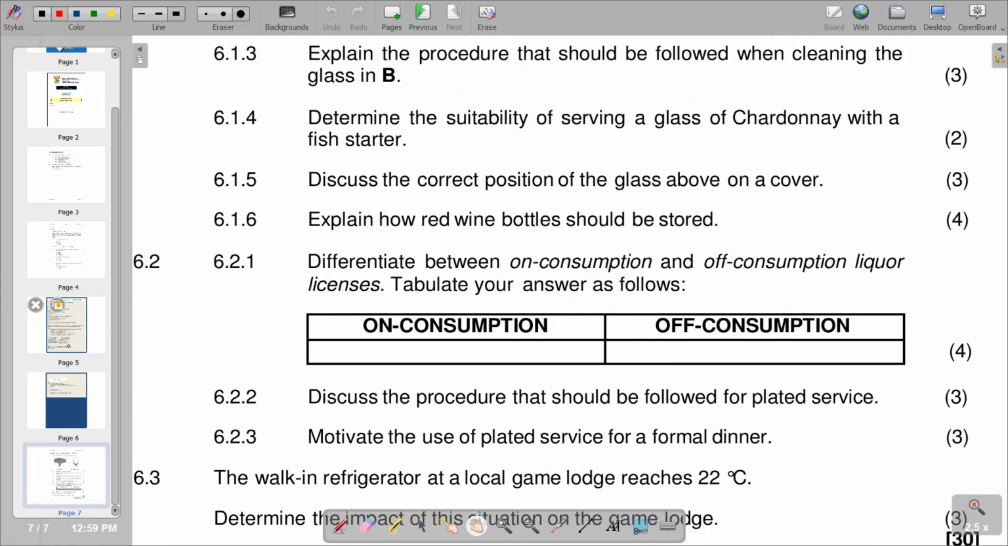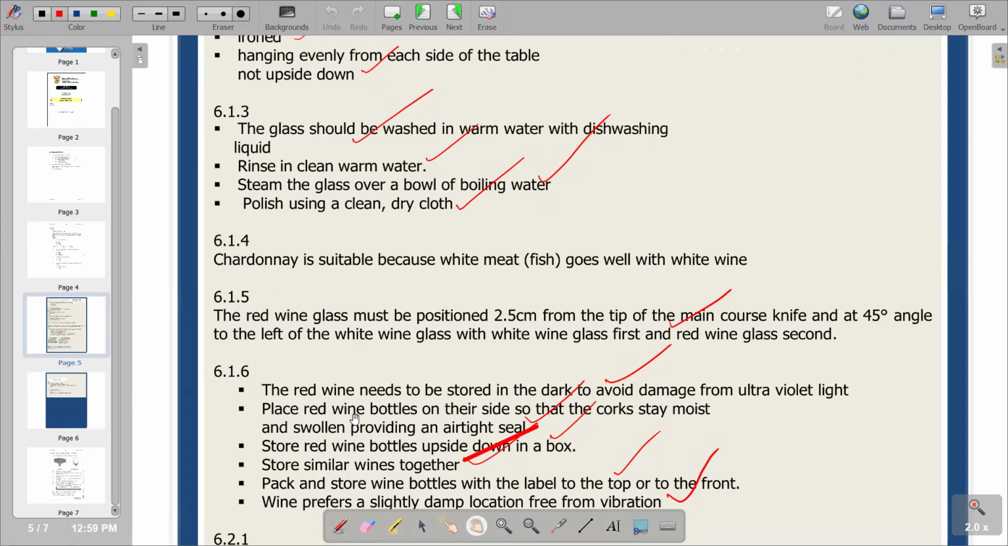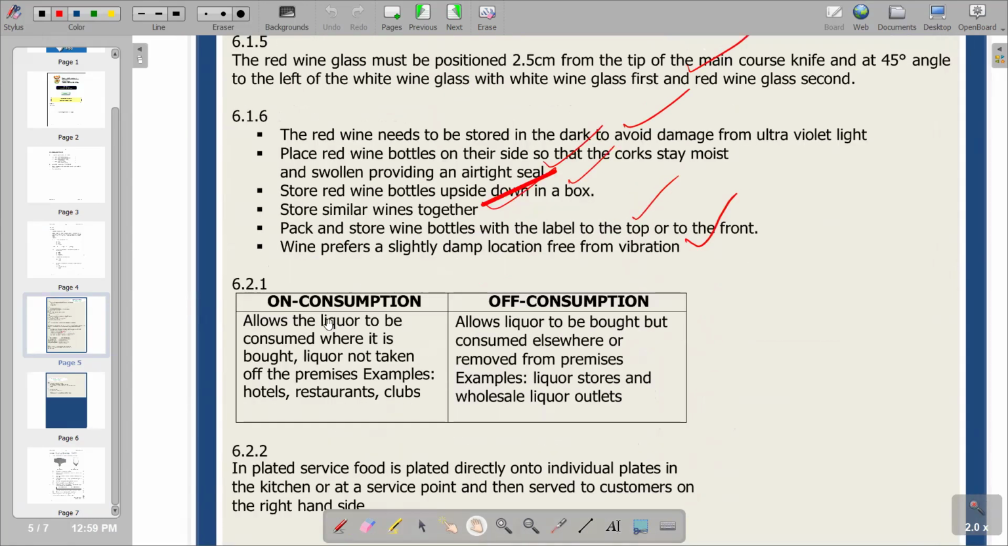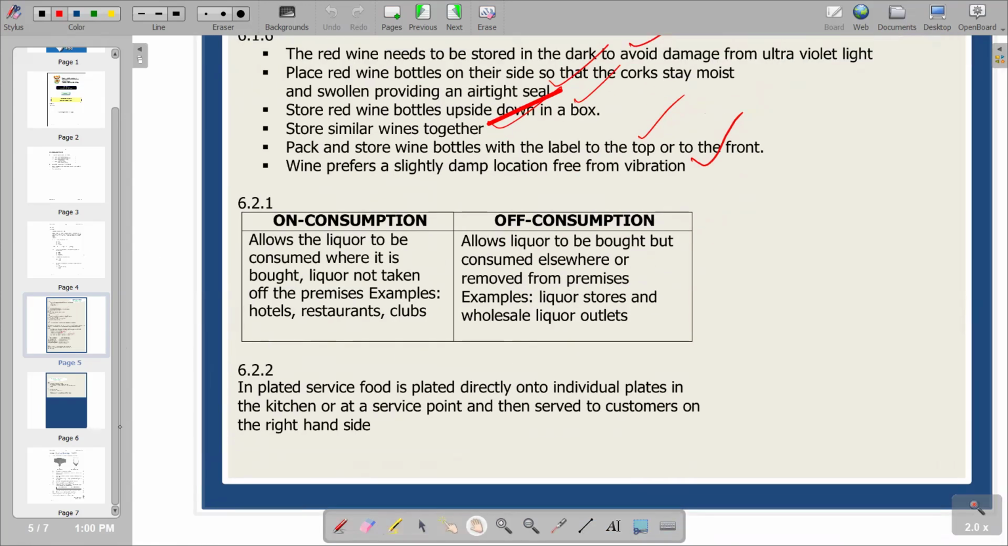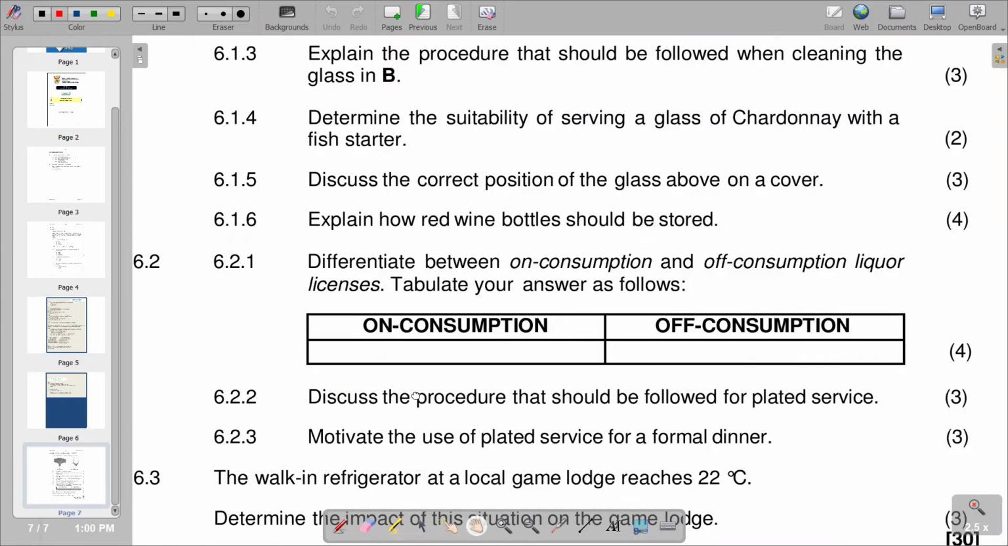So we are saying, according to the other section, on consumption allows the liquor to be consumed where it is bought. We've got liquor not taken off the premises. Examples: hotels, restaurants, and clubs. And off consumption allows liquor to be bought but consumed elsewhere or removed from premises. Example: we've got liquor stores and wholesale liquor outlets. So basically, that's what we gave with that part. Moving on to the next question.